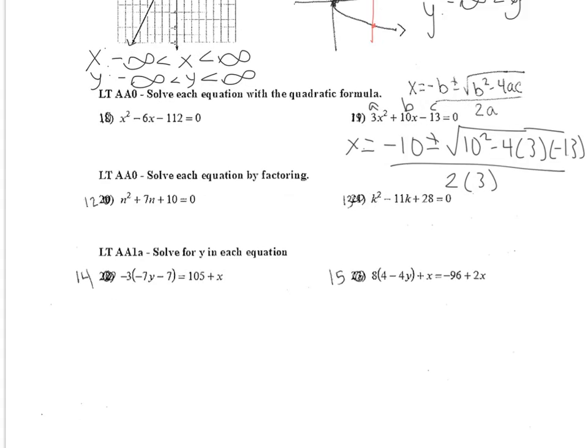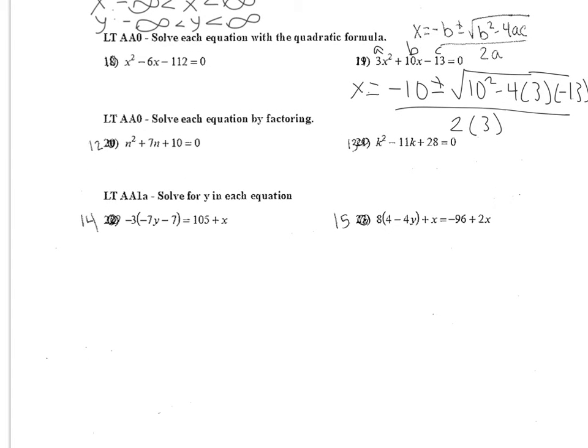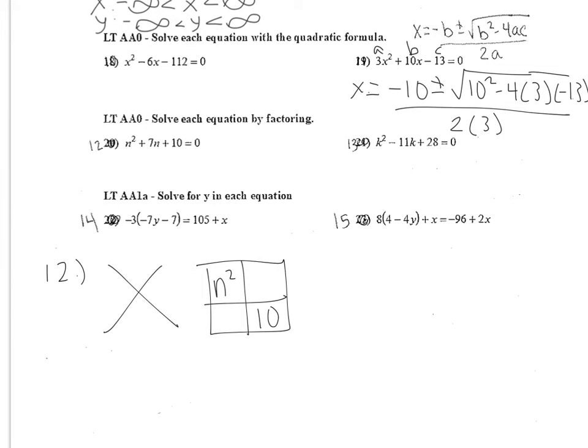Let's talk about factoring, though. Don't forget factoring. I'm going to actually do number 12 down here so I have room with the box and the diamond. Remember that the first term, that n squared, goes here in the upper left. The 10 goes in the bottom right. We multiply them. We get 10n squared, 7n. We're trying to find two numbers that multiply to 10 and add to 7. That's 2 and 5.